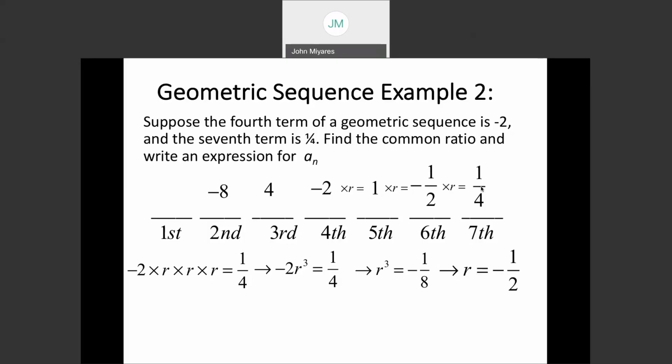Continuing this pattern will get us a sub 3 equals negative 8 and a sub 1 equals 16. So now we know our first term is 16 and our common ratio is negative 1/2. So our final answer for the geometric sequence can be written as a sub n equals 16 times negative 1/2 to the n minus 1 power.